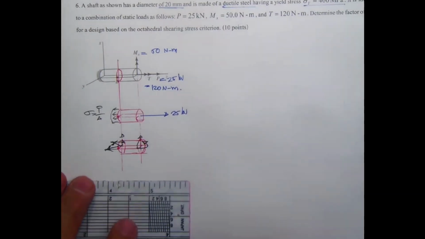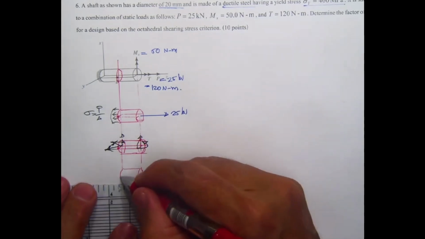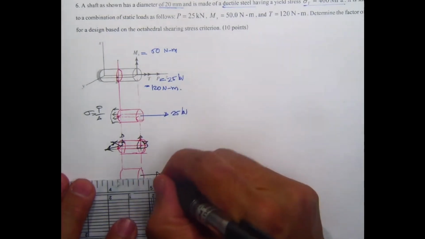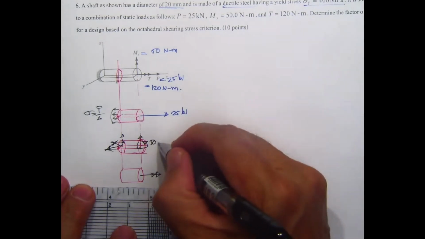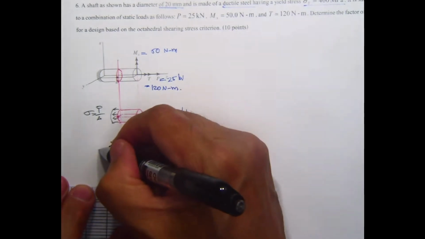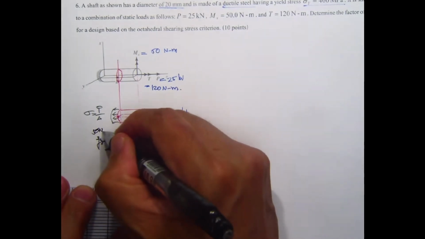And then on the third one, we have this one, and you have torsion for now. Torsion over here, this is 50 Newton meter. It's going to be resisted by the moment over here, 50 Newton meter.